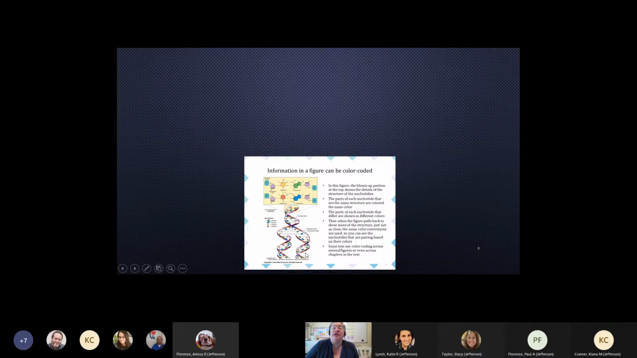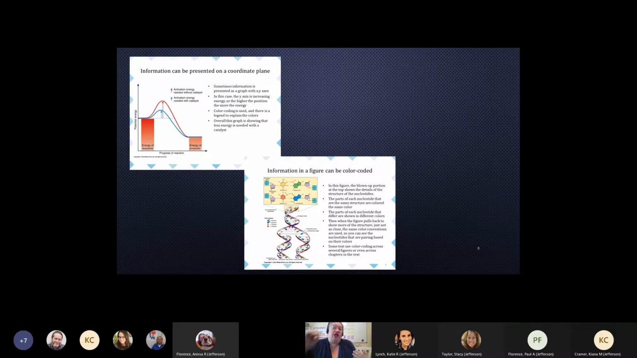And so I can teach students that they can rely on the same colors to convey the same information. This yellow base is the same as these yellow bases. This green base is the same as these green bases. And they give you a legend to tell you which one is which color.